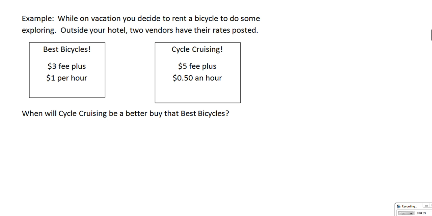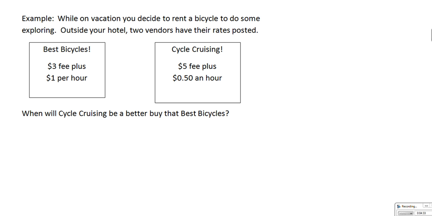Another example: you're on vacation, decide to rent a bicycle and do some exploring. You go outside your hotel, you see there's 2 vendors with bicycles to rent, and they've got their rates posted. Best Bicycle is going to charge you $3 to rent a bike, and then an additional $1 for every hour you have the bike out. Cycle Cruising will charge you $5, a higher fee, but only 50 cents per hour.